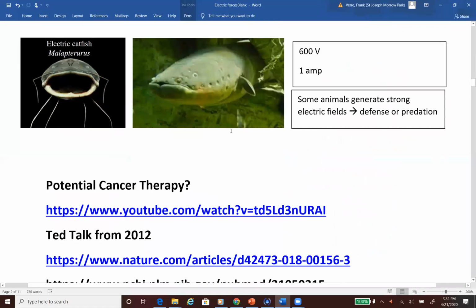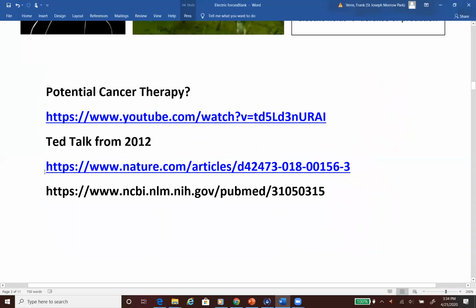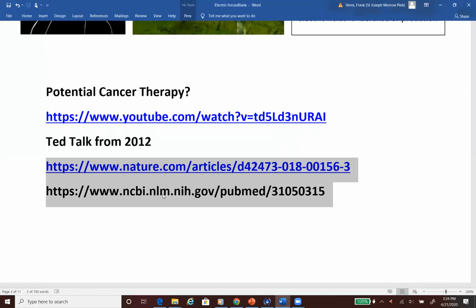Now, in terms of its effectiveness, I came across 2 articles to talk about their effectiveness. If you want, at your own leisure, you can read them. One's from Nature and one's from NCBI. To be honest with you, when I first came across this talk, like I said 5 years ago, I thought I would be hearing more about it. I haven't really heard a lot about it.